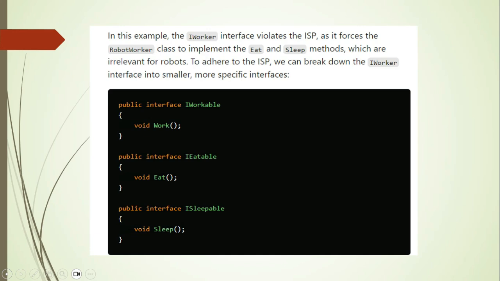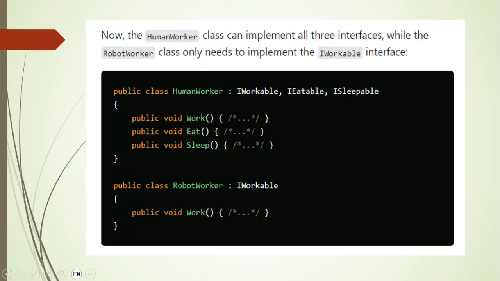Here we decompose the main interface into three smaller interfaces. The first is iWorkable, iEatable and iSleepable. And each interface has a specific defined behavior: work, eat and sleep. Now if we see again these two derived classes, human worker will be inherited from iWorkable, iEatable and iSleepable.